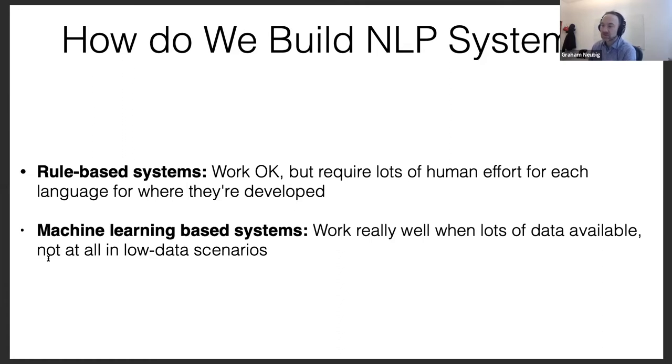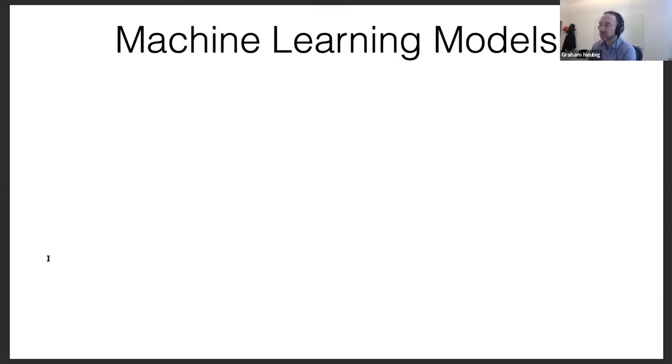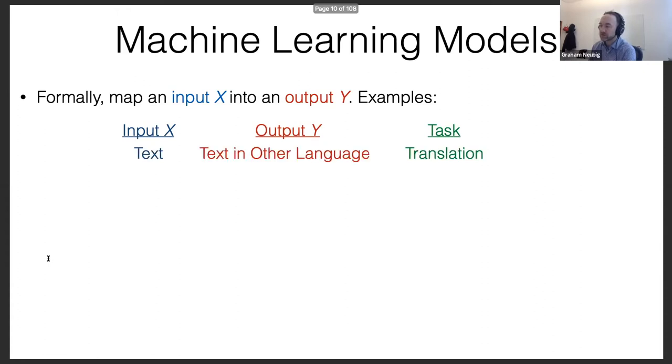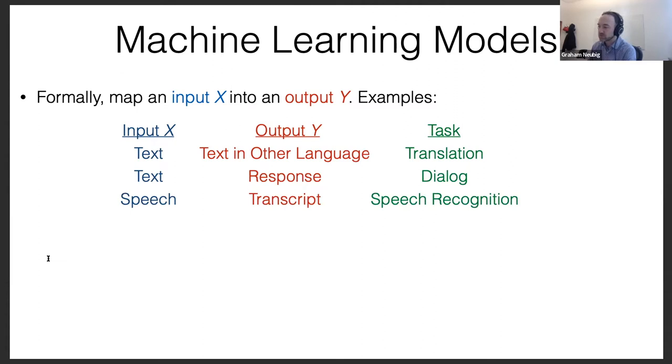Because of this, we run into similar problems, and it's hard to even create these models. Machine learning models are formally something that maps an input X into an output Y. In NLP, usually the input X or the output Y will be text. If you took 11711 with me, you're familiar with this. Input X being text and output Y being text in another language corresponds to translation. Input X being text and output Y being a response corresponds to dialogue. Input X being speech and a transcript is speech recognition. And input X being text and output Y being linguistic structure would be language analysis.